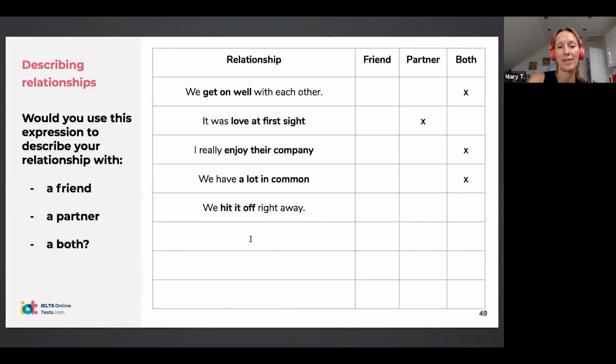Okay, and this expression I really like. We hit it off right away. Yeah, some of you saying friend, but yeah, it is actually both. I just thought of another expression. We get on like a house on fire. I don't know if you've heard that before. Get on like a house on fire. So that could be partner or both as well.